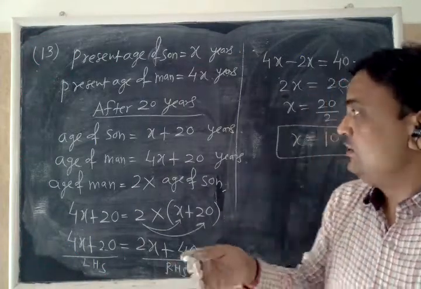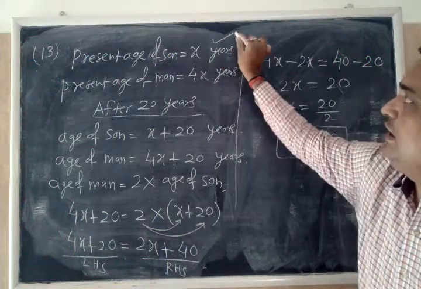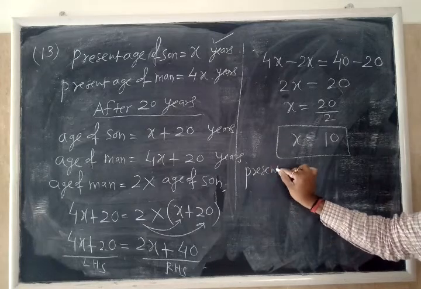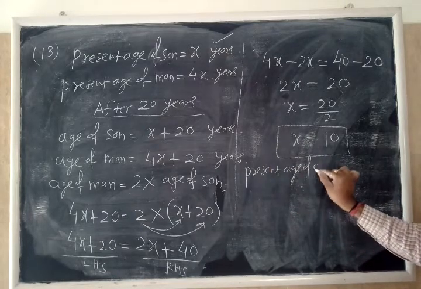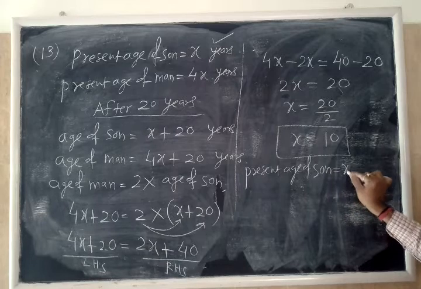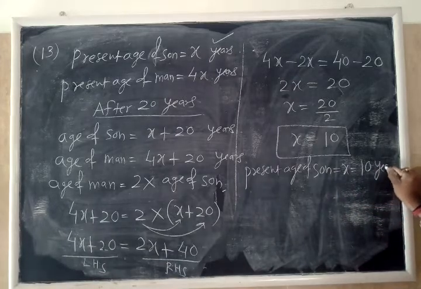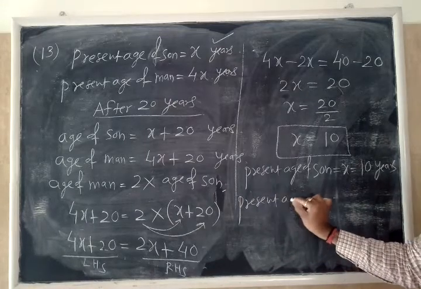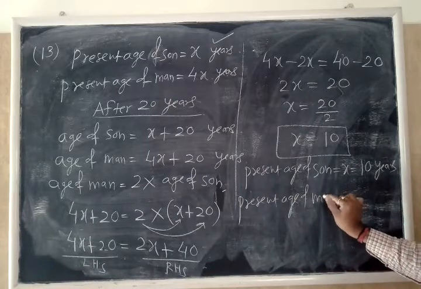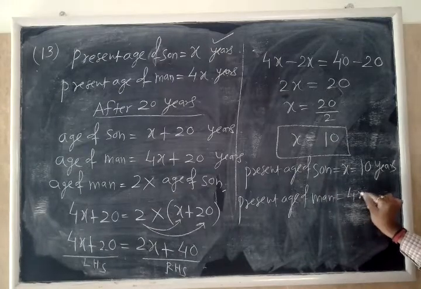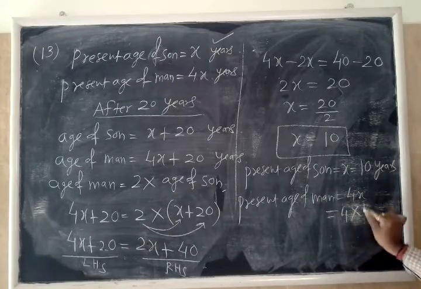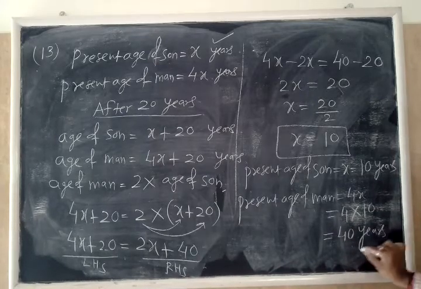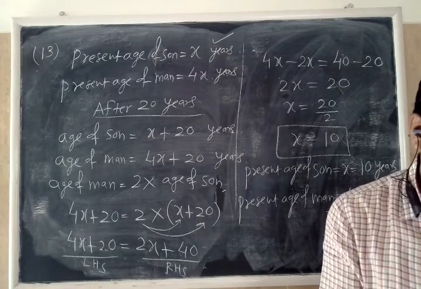Find the present age. Find the present age means we have to find x and 4x. So what is present age of son? Present age of son is x, which means 10 years. And present age of man will be 4x, that is 4 into 10, that is 40 years. So present age of man is 40 years.